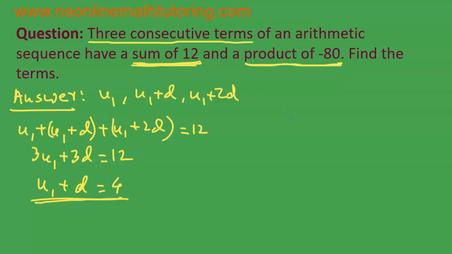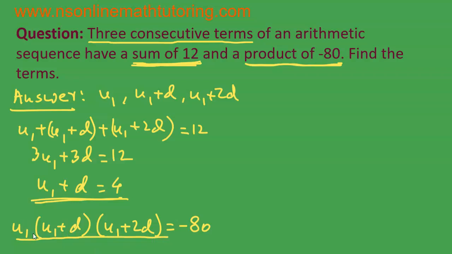And how do I frame the second equation from the second part of the information of the question? So it will be U1 and U1 plus D and U1 plus 2D equal to negative 80, right? And if I open this part completely, you will be seeing that you will be having U1 cube and D squared. So you will be having a cubic equation. It is not very easy to solve. And this is a linear equation, but it contains 2 variables. So I would suggest not to go for this type of 3 consecutive term expression.